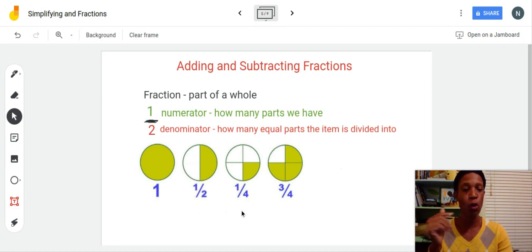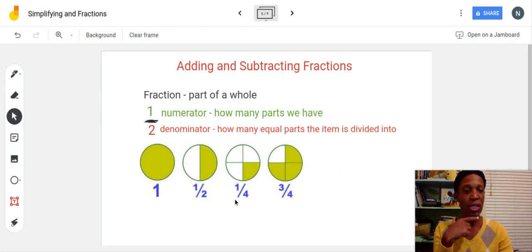So if we look at these four pictures below, right here, this circle or pie, we call them pie, isn't divided up at all, so it's one whole pie. When we look at this pie, it's divided into two parts. So the part that is shaded in denotes the numerator, the top number. And the total parts, how many equal parts it is divided into, is two, and that denotes the denominator.